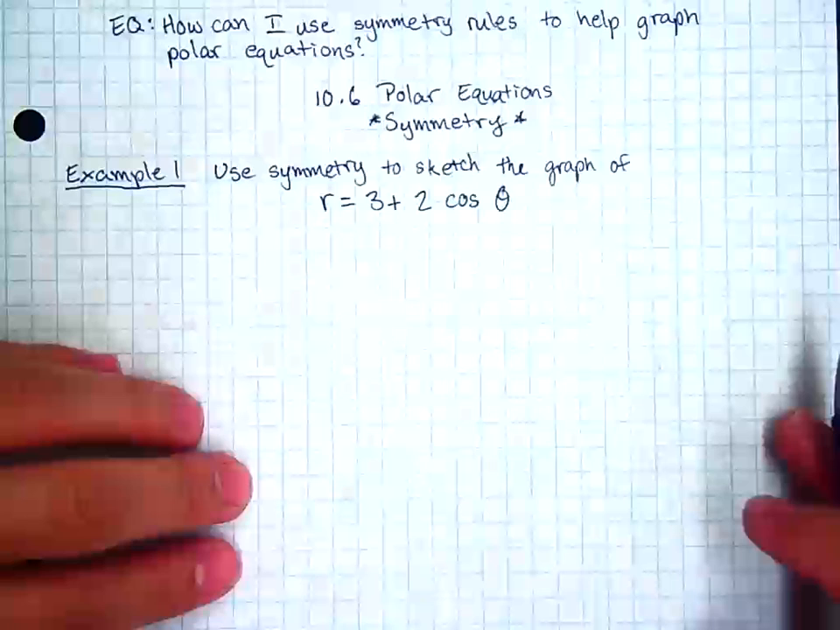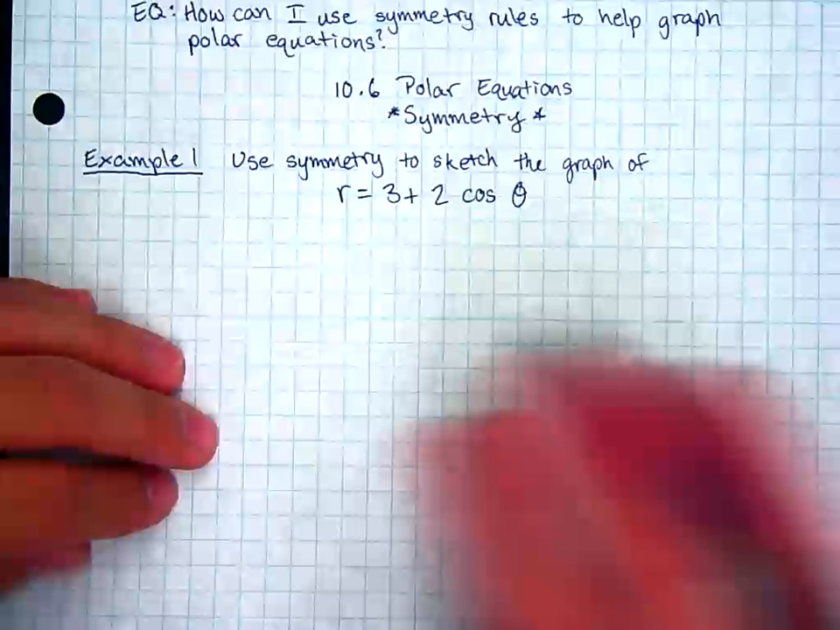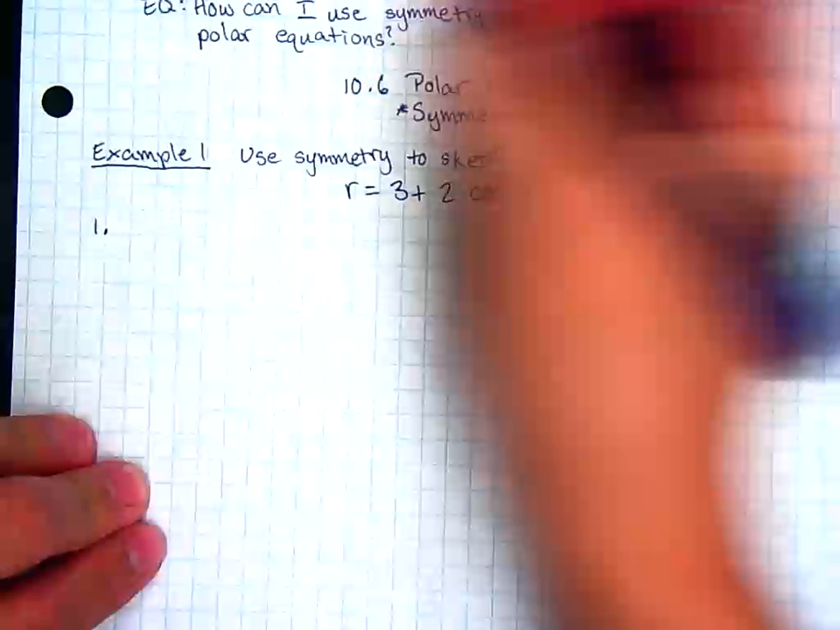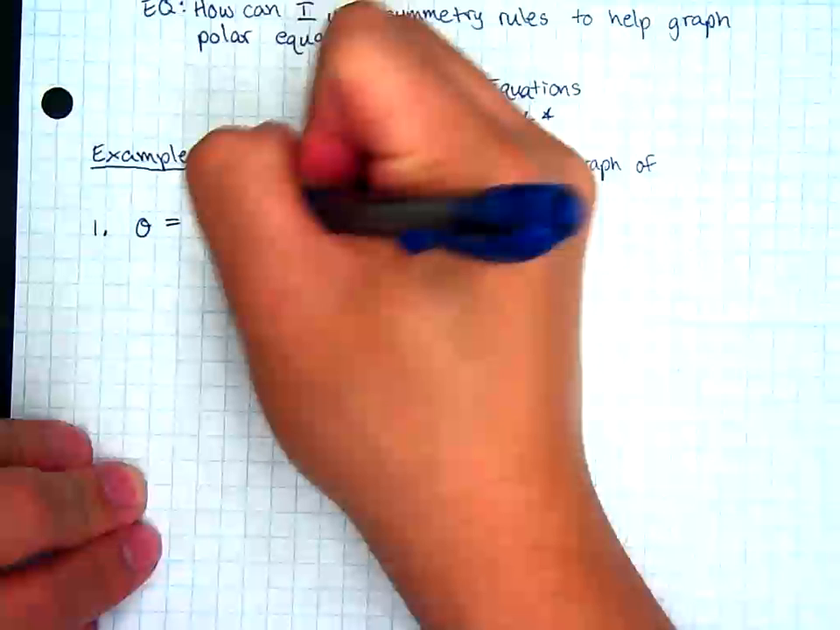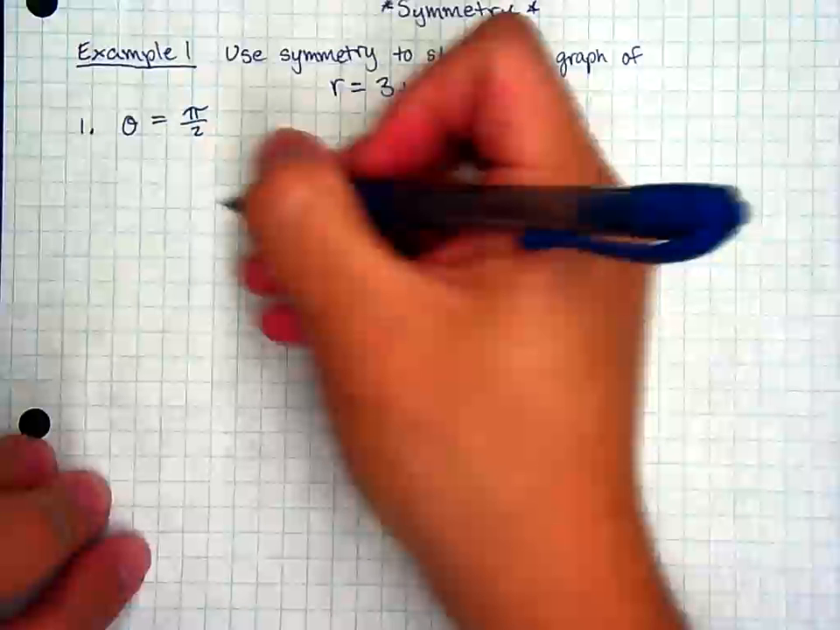Okay, so we're going to go ahead and do one example, which means we won't really get to see how all of the symmetry works. We will be testing all of them, and you should test all of them just to make sure, hey, could there be more than one symmetry? Okay, so the first one I'm going to test with this graph. So we're going to be sketching r equals 3 plus 2 cosine theta. We're going to see if there's going to be any symmetry with respect to theta equals pi over 2. Remember that, kind of like an imaginary y-axis.